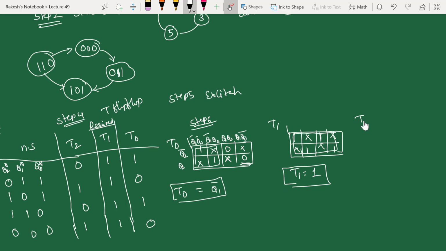Now let's take the T2. If you take the T2, 0 is 0, then 3 is 1, then 5 is 0, and 6 is 1, rest all are don't care. So in this case I can take this as a quad, and if you take this entire thing as a quad, T2 is going to be Q1.